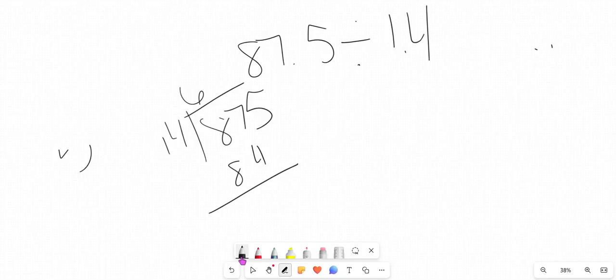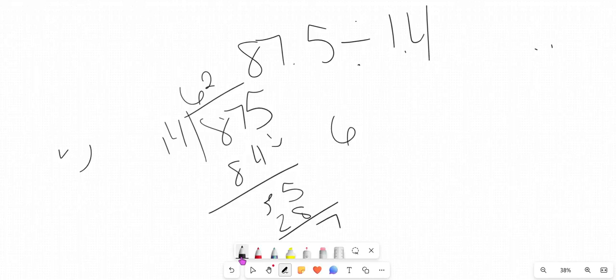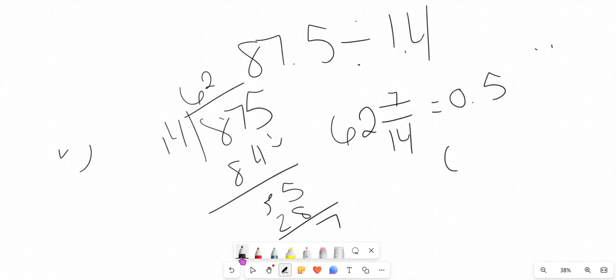7 times 4 is 3. Bring the 5 down. 14 goes into 35 2 times, which is 28. You have 7 left over, so it would be 62 the remainder of 7, or 62 and 7 over 14. You can convert 7 over 14 into a decimal, which is 0.5, and that's going to give you 62.5. Remainder 0.